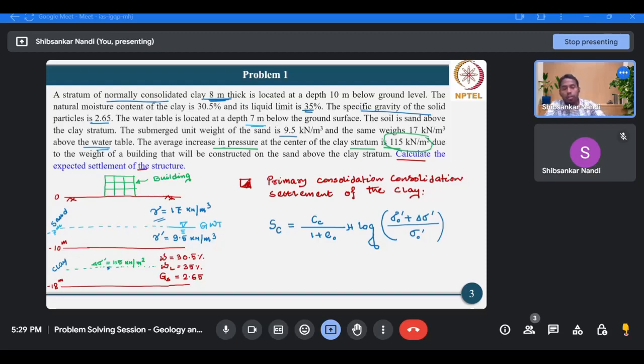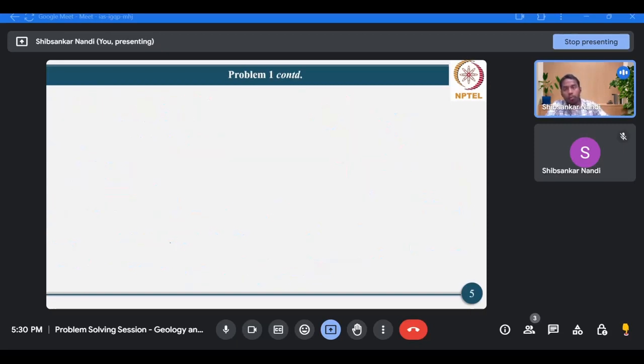Okay. Now coming to the unit weight. For sand, two different types of unit weights are explicitly mentioned in the problem. However, for the clay, it's not given. So therefore, we need to do some calculation to determine the unit weight of the clay. And this unit weight would be the submerged unit weight. Okay. So here I am rewriting the unit weights of the sand.